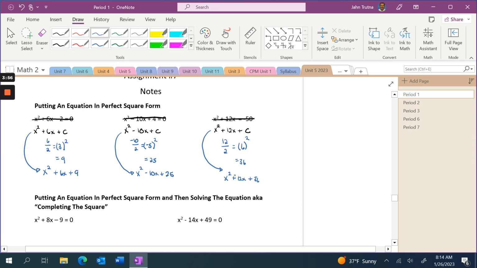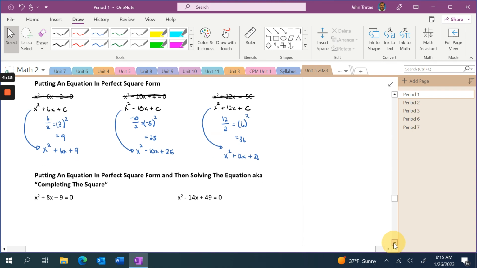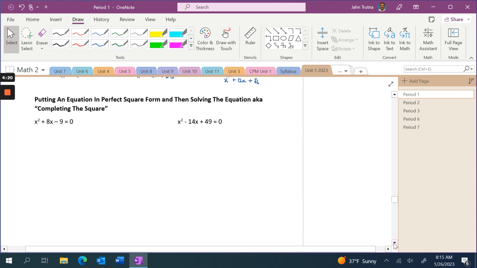Then we go down to the next part of the notes, where what we're going to do is put an equation in perfect square form, and then we're going to solve the equation, aka we're going to be completing the square. Okay, and here's how we go about putting an equation in perfect square form. We just knew how to do that, but then we're going to solve the equation, which is we're going to use a process called completing the square.